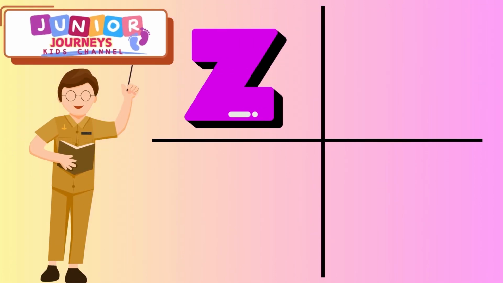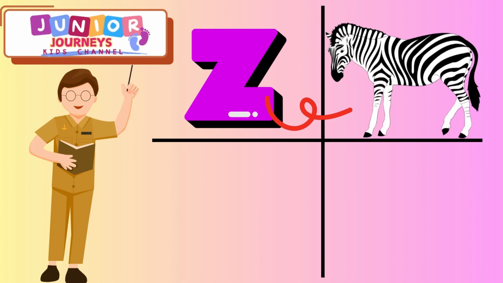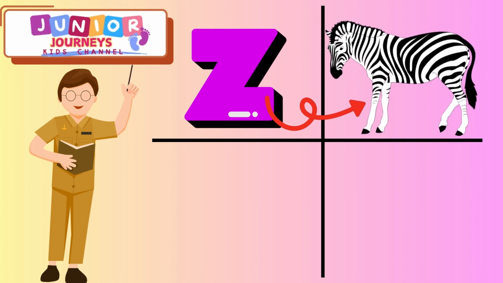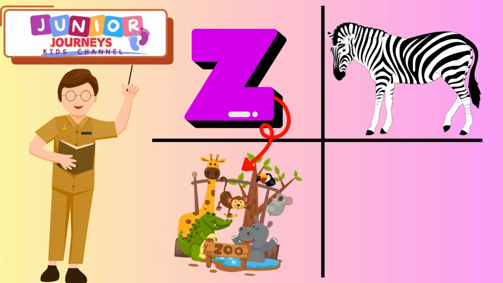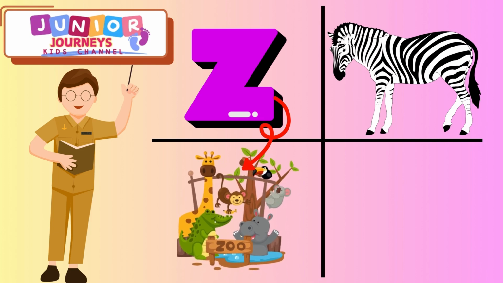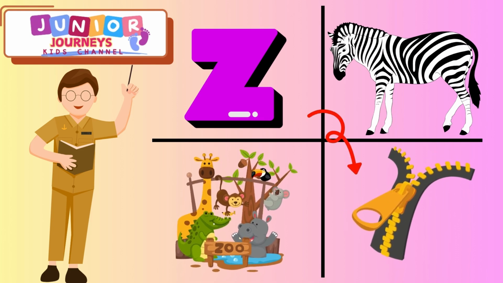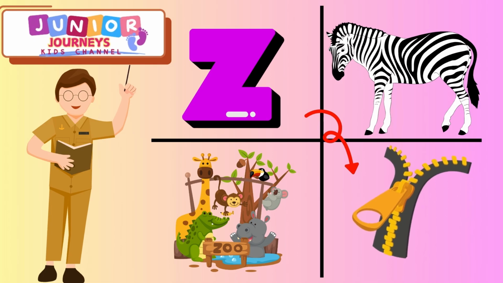Next letter is Z. Z. Z is for zebra. Zebra. Z is for zoo. Zoo. Z is for zip. Zip.